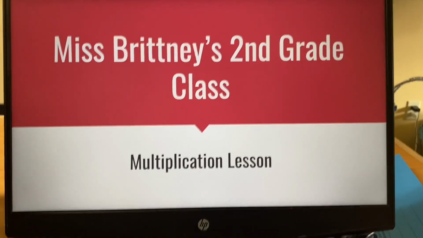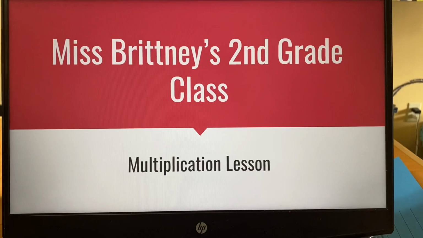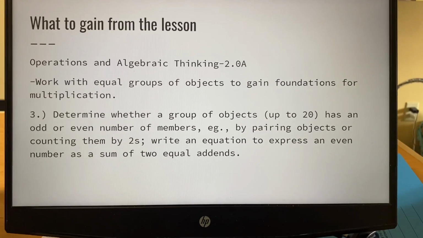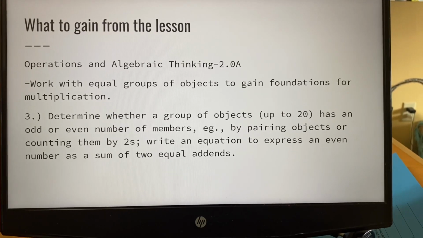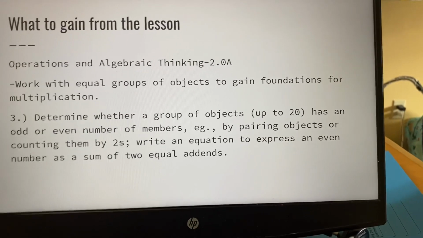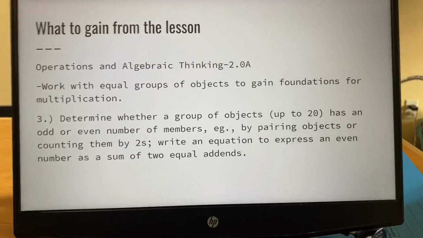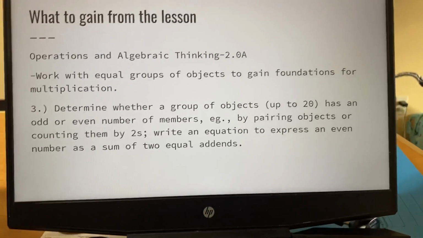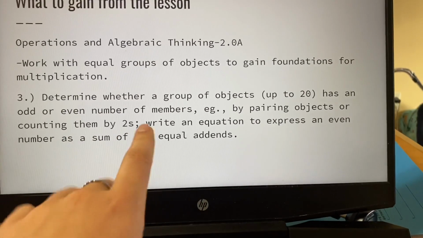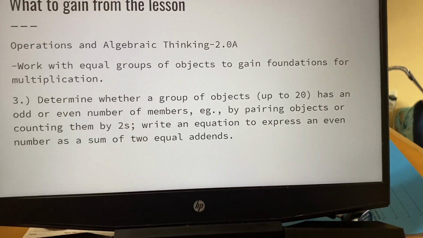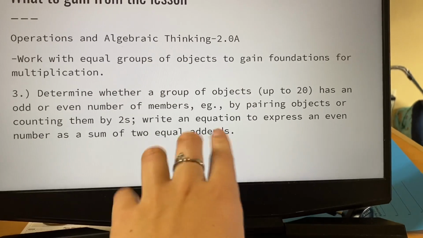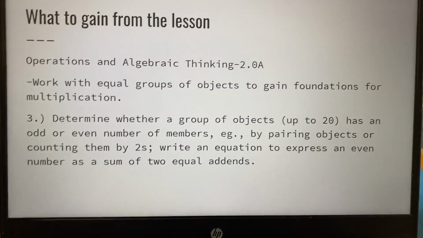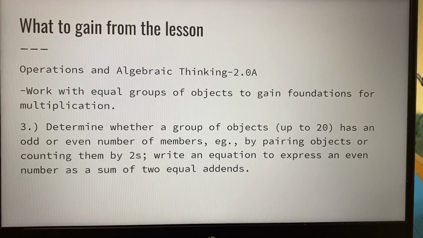So this is Miss Brittany's second grade class, and we are going through our multiplication lesson today. And this is what you'll be getting from the lesson. We're going to be learning about algebraic thinking, which basically just means we're going to learn how to multiply and take little numbers, which are only up to 20, as you can see right there. And we're going to figure out how many are in each group by pairing them. And then we're going to write an equation or a sentence with numbers to show how many are in each group and what the total is.